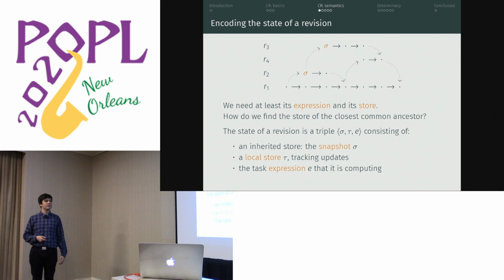The state of a revision is now a triple. It consists of this snapshot, a local store in which updates are tracked. So these two stores are the store that we saw earlier, and then just the task expression that it is computing.